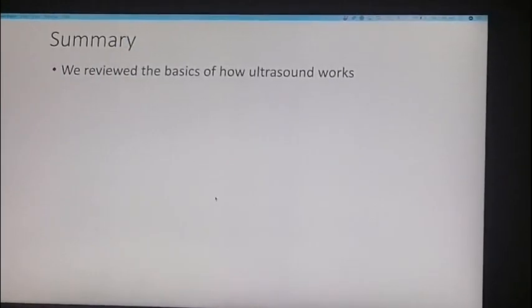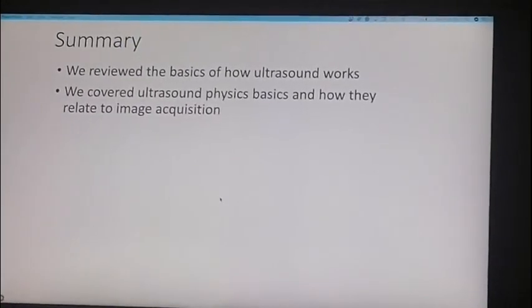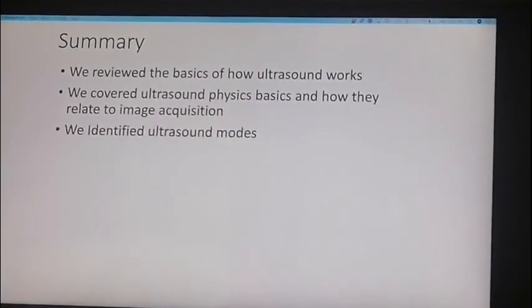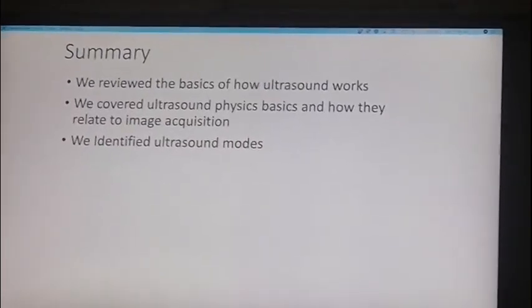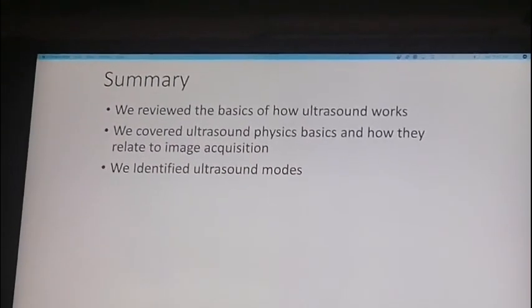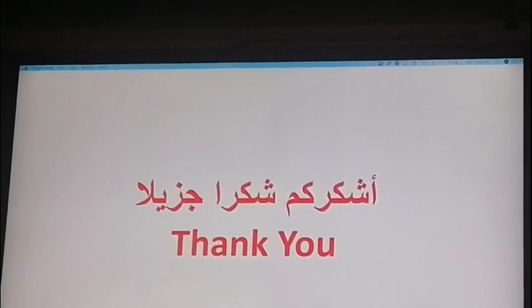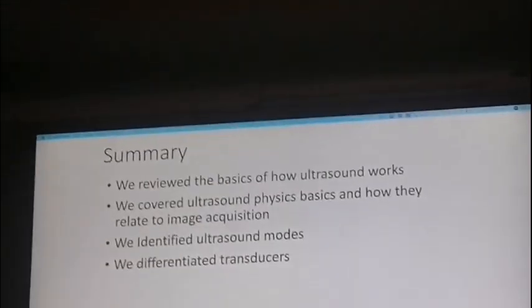In summary, now we understand the ultrasound, how the ultrasound works, ultrasound physics, and how to identify the language of the ultrasound. And thank you very much.